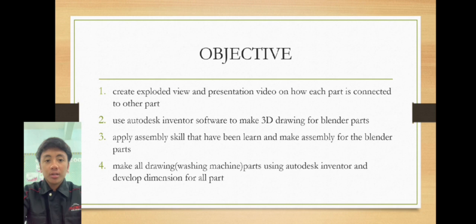So I will continue with our presentation objectives. First, we want to create an explore view and presentation video on how each part is connected to the other parts. Second, we want to use Autodesk Inventor software to make ready drawings for the blender part. And third, we want to apply the assembly skills that we have learned and make an assembly for the blender part. And last, we want to make drawings of all the washing machine parts using Autodesk Inventor and develop dimensions for all parts.